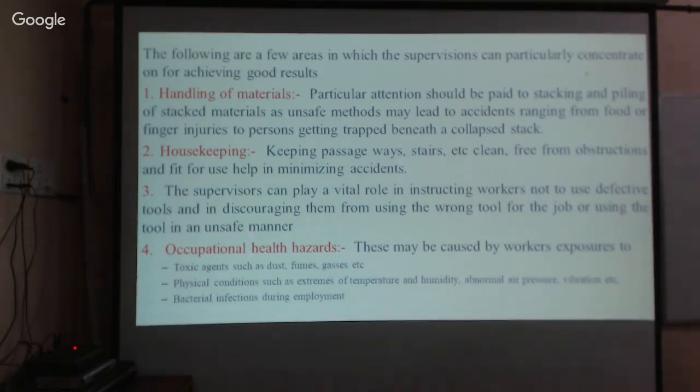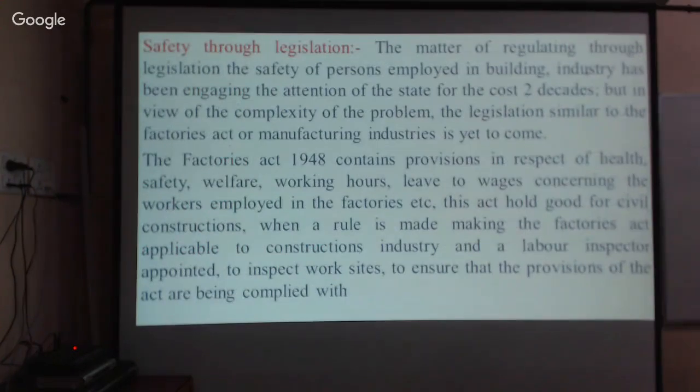Then occupational health hazards. These may be caused by workers' exposure to toxic agents such as dust, fumes, gases, and physical conditions such as extremes of temperature and humidity, abnormal air pressure, vibration. Now you must take care of this. Then bacterial infections during employment. Now we must look at their health also.